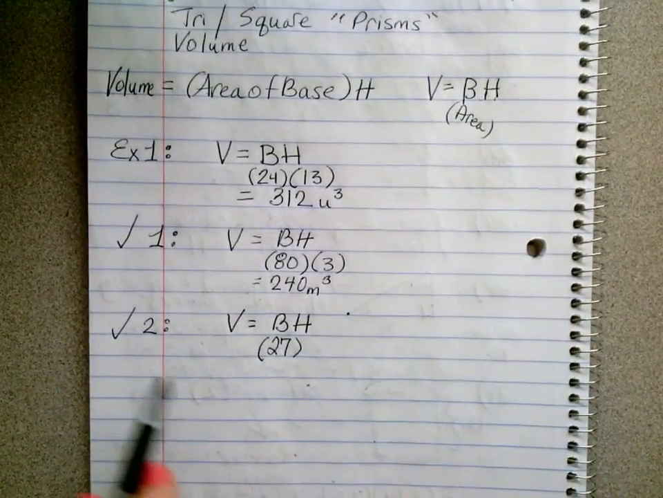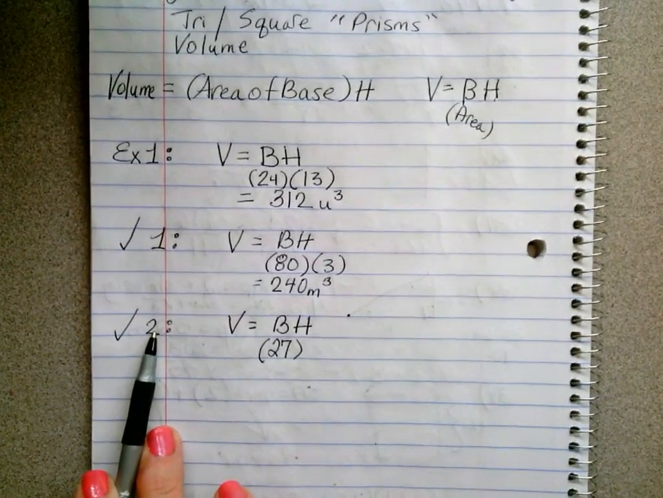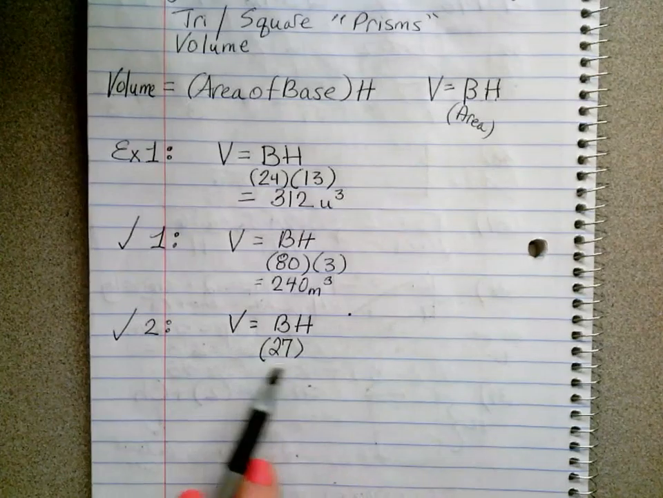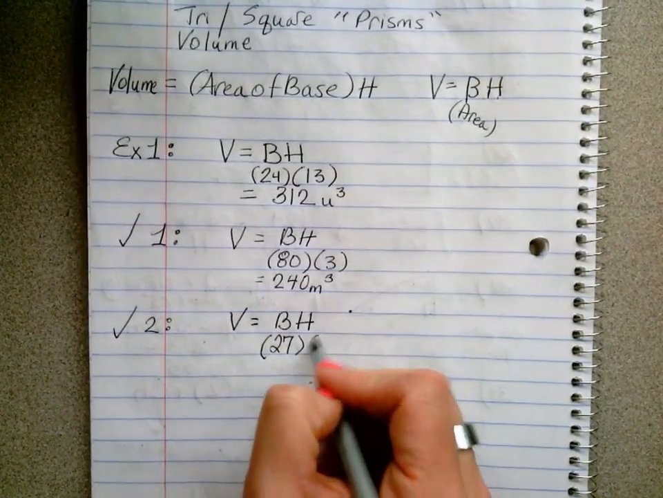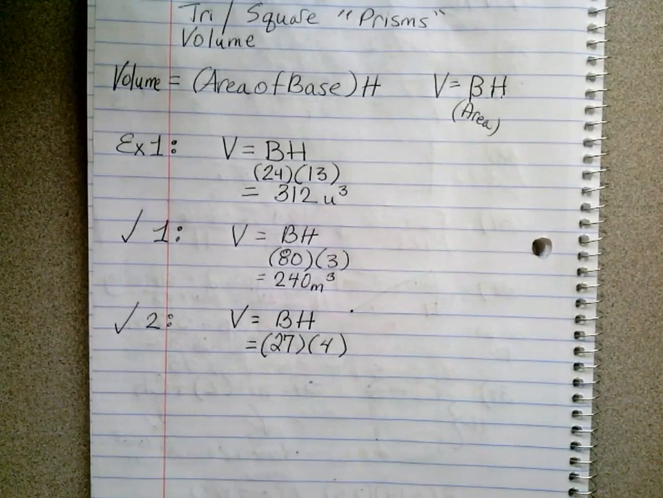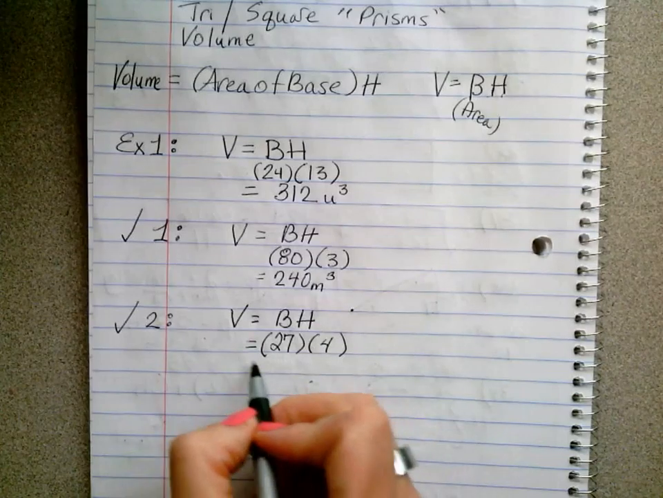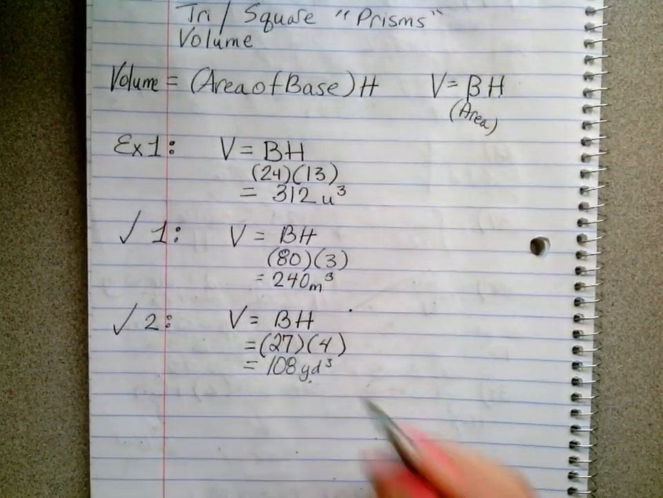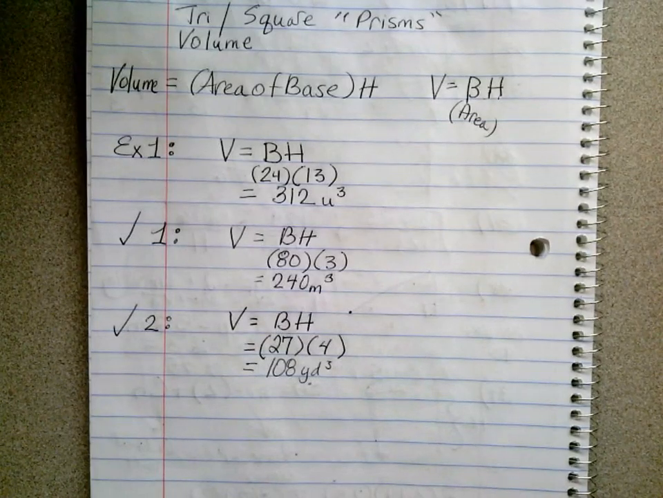Okay. Because this was a triangle, this is checkpoint 2 on page 553. The base is base times height divided by 2. Multiplied by the height is 4 yards. What'd you guys get? 27 times 4, what'd you guys get? And it's yards, so it's cubic yards.